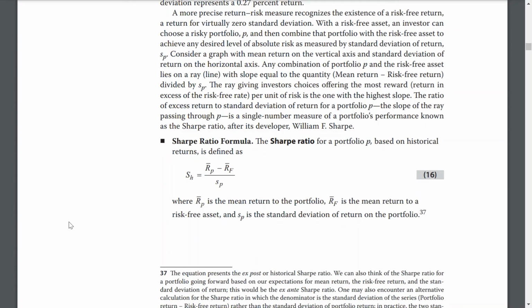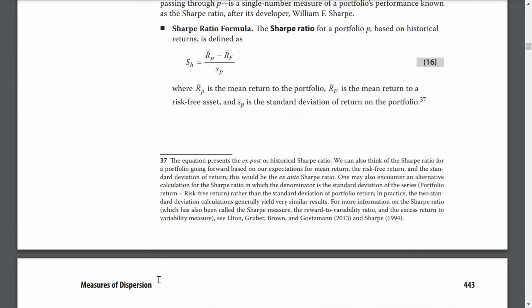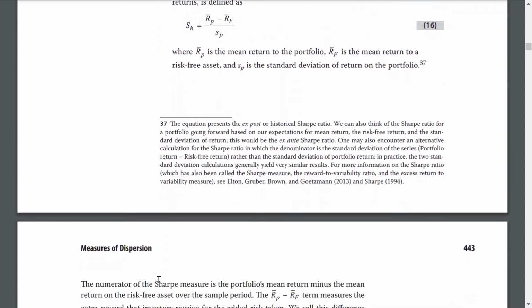Sharpe ratio formula. The Sharpe ratio for portfolio P based on historical returns is defined as SH equals R bar P minus R bar F, divided by S sub P, where R bar P is the mean return on the portfolio, R bar F is the mean return on the risk-free asset, and S sub P is the standard deviation of returns on the portfolio.